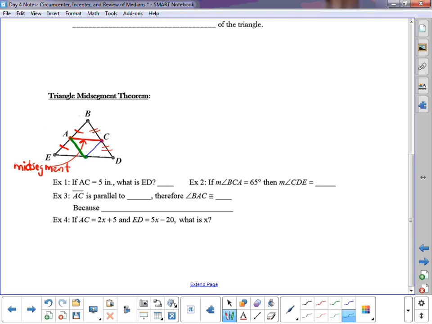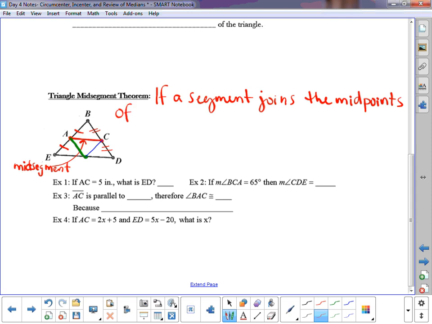So let's formally write it out. Our triangle mid-segment theorem: if a segment joins the midpoints of two sides of a triangle, and what do we call that again? That joins the midpoints? Mid-segments. So I'm going to put that in parentheses just so you remember that vocab word.